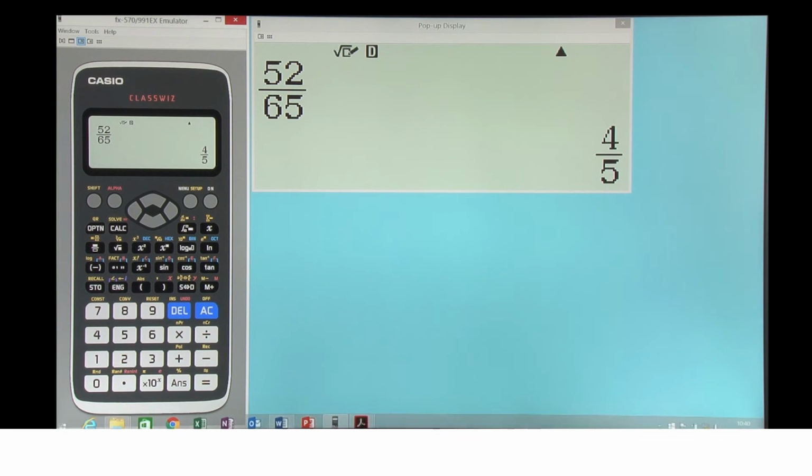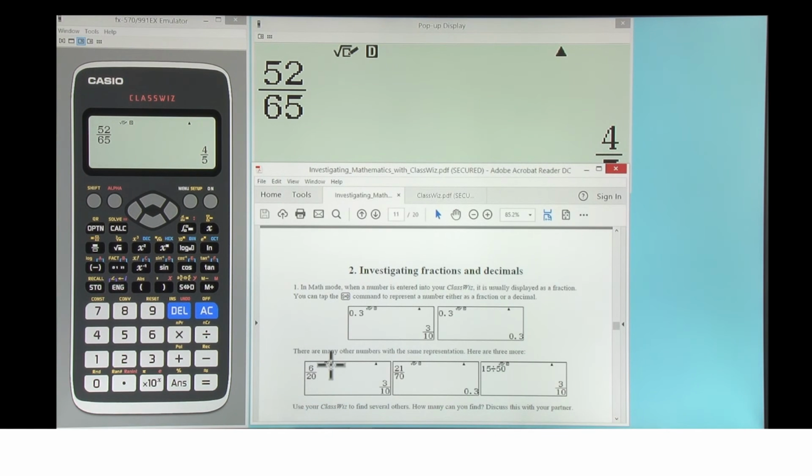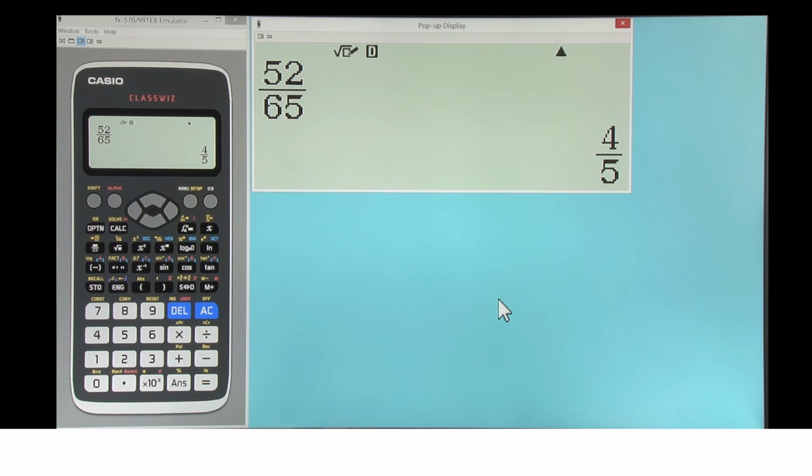This idea is used in one of the investigations in the Investigating Mathematics book with ClassWiz that can be downloaded from the Worldwide Education website. You can see here the beginnings of that investigation, where students can explore for themselves how fractions work and begin to understand some of the connections between fractions and decimals and the relationships between them.